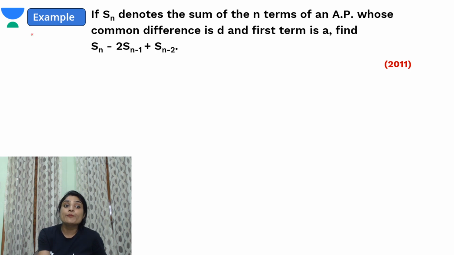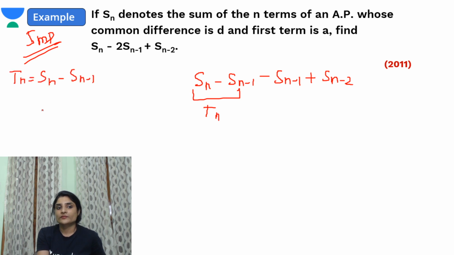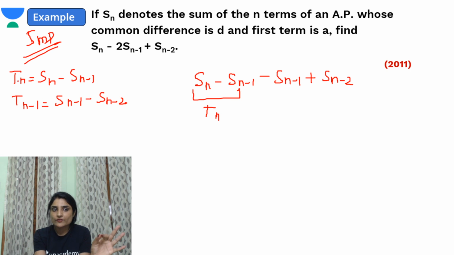This is one of the very important questions, frequently asked in objective questions also. If Sn denotes the sum of n terms of an AP whose common difference is d and the first term is a, then what will be this? So we all know that Sn minus 1 minus Sn minus 1 plus Sn minus 2. So this will be Tn, as we all know that Tn will be Sn minus Sn minus 1, and Tn minus 1 will be Sn minus 1 minus Sn minus 2. Just substitute n minus 1 in place of n. So you will be getting this.